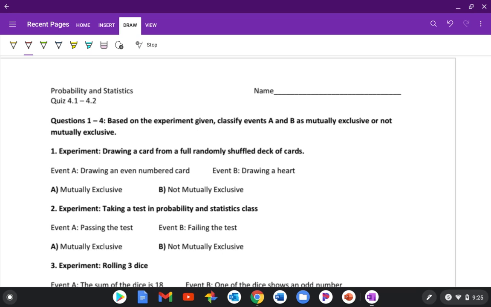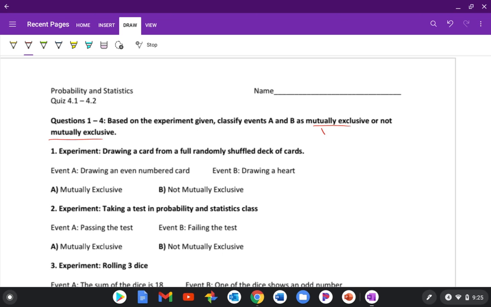Hey guys, this is just a quick video explaining a few reminders on how to complete the sections of this 4.1 to 4.2 quiz. In the first section, you're supposed to label whether these are mutually exclusive or not mutually exclusive.